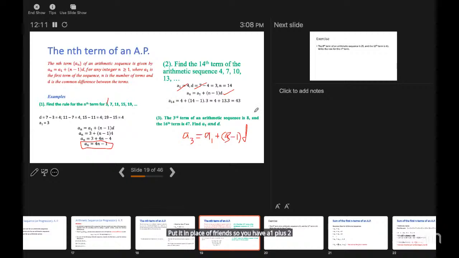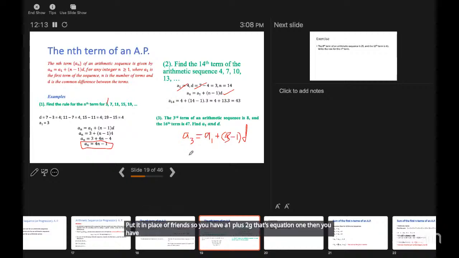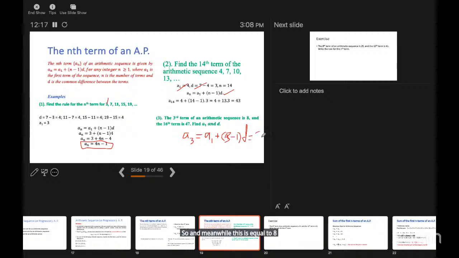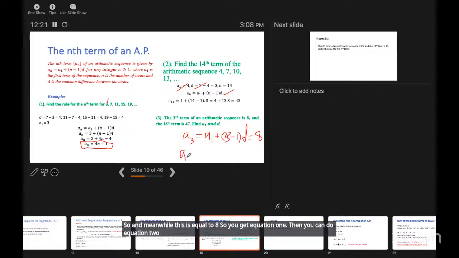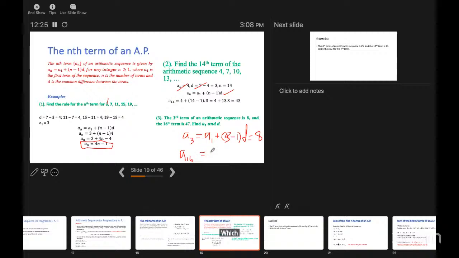That's equation 1, and this is equal to 8. Then you have information about the 16th term, so you can do equation 2. That is A16, which is going to be A1 plus (16 minus 1)D, that's 15D, and that is equal to 47.